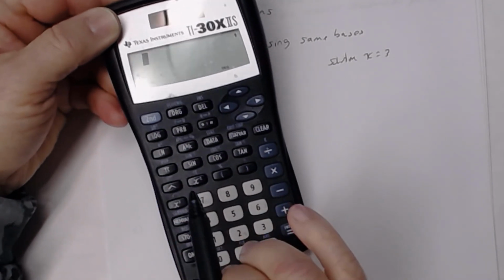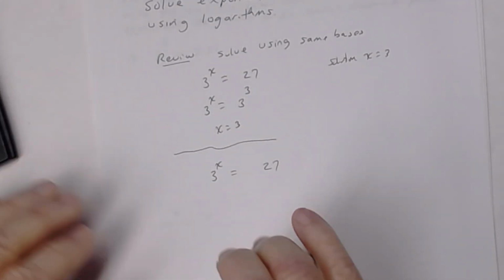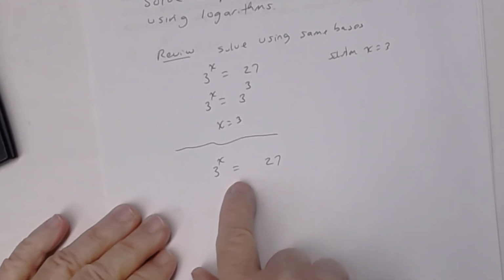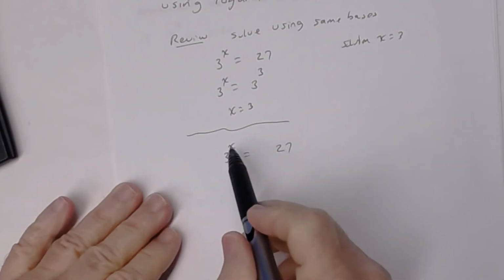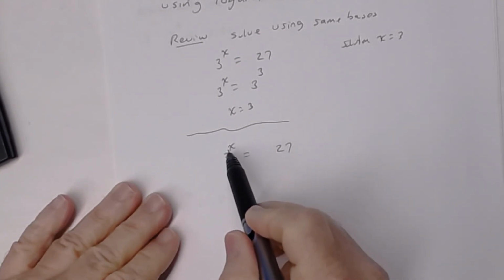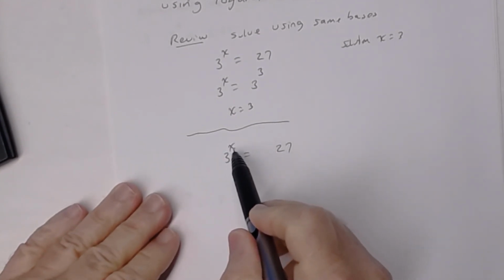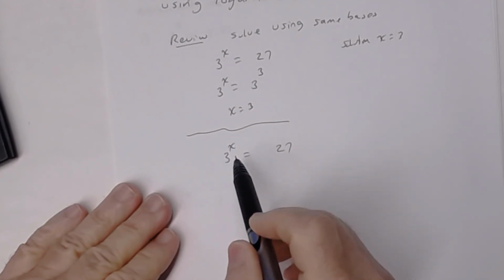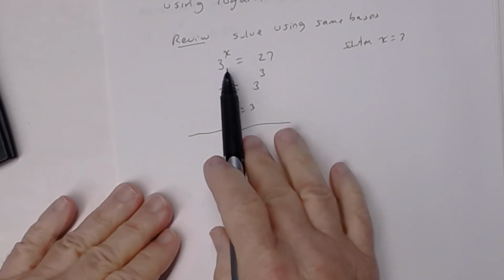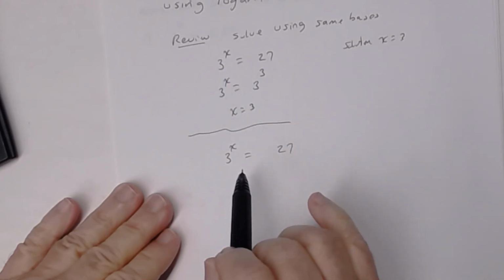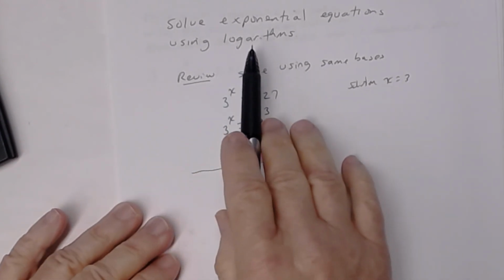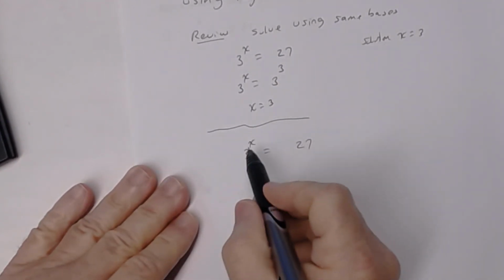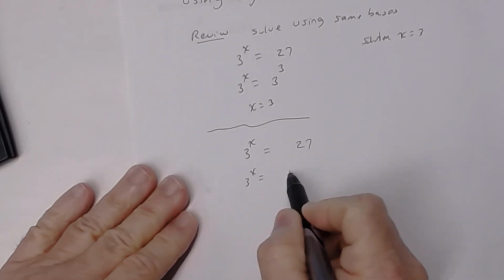If I want to solve for x using logarithms, notice that the variable is in the exponent. So I need to get this variable out of the exponent. If you cannot get the bases to be the same, the only other way we can do that algebraically is to use logarithms. So I am going to do this.